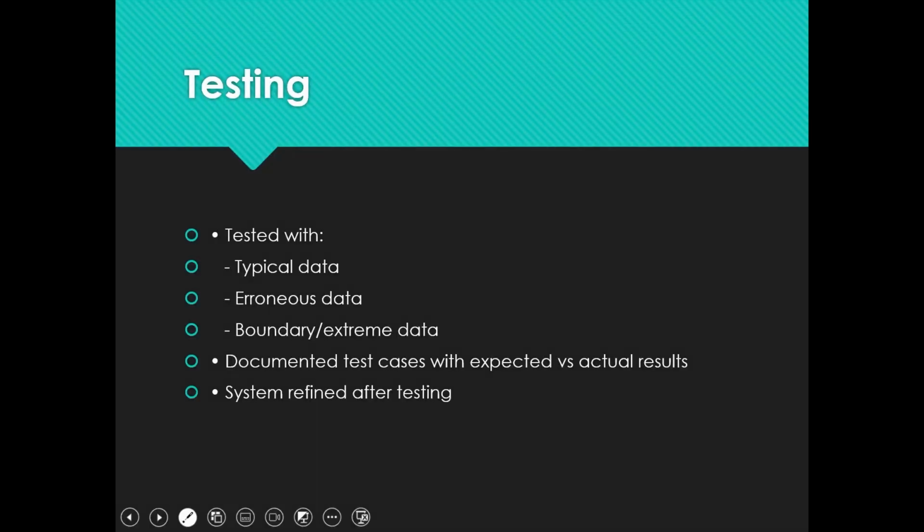Testing. You need to make sure that you test your program. Test the program with data that is within the range, test it with data that is outside the range, test the program for errors. How does it respond to errors, because your program should be perfect and error-free. Make sure that you test it with boundary and extreme data, and document test cases with expected versus actual results. That's very, very important, that you document your program.